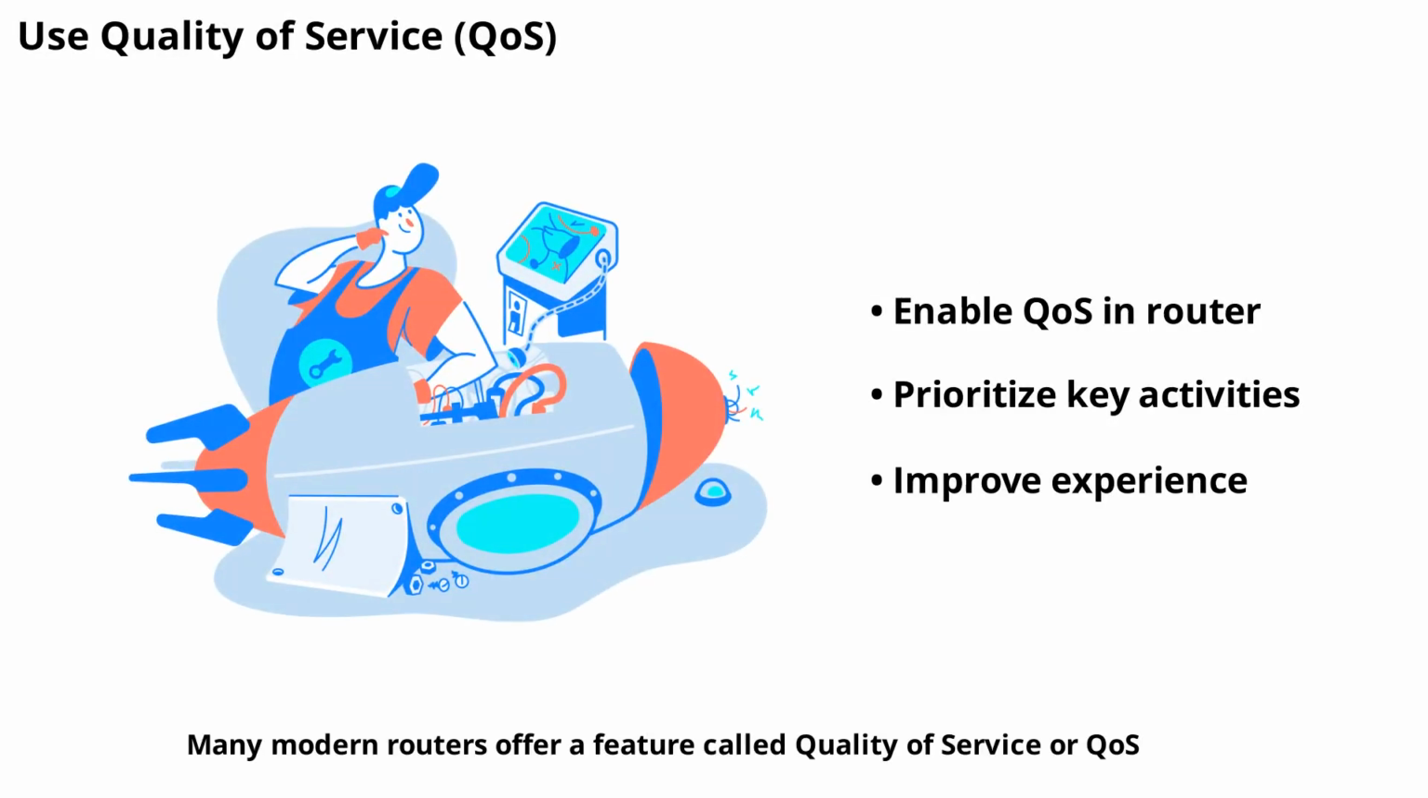Many modern routers offer a feature called Quality of Service, or QoS. This allows you to prioritize certain types of traffic, like video calls or gaming, over others. By setting up QoS, you can ensure that important activities get the bandwidth they need even when your network is busy.